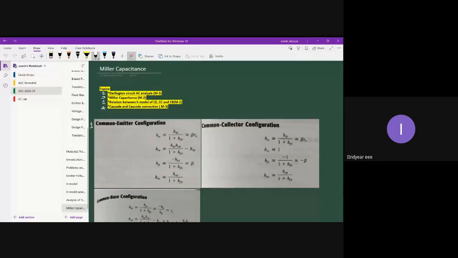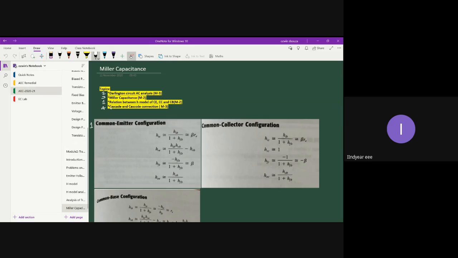So here and there, bits and pieces are left in module 2 as well as module 3. Let me tell the topics that I'm going to cover in today's class. Darlington AC circuit, which is part of module 3, Miller capacitance, which is part of module 2, and relation between H model of CE, CC, and CB, M2, that is module 2, and cascade and cascode connection, that is M3.